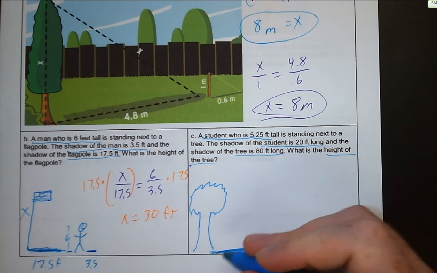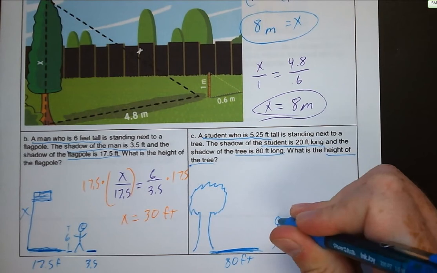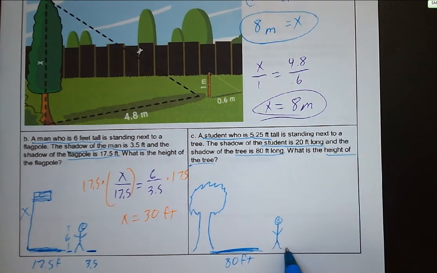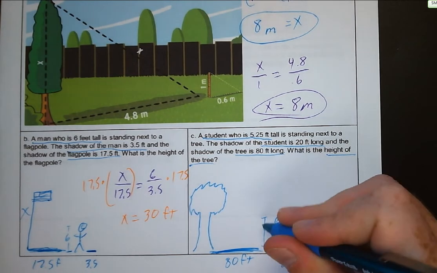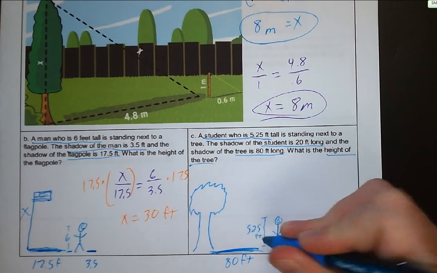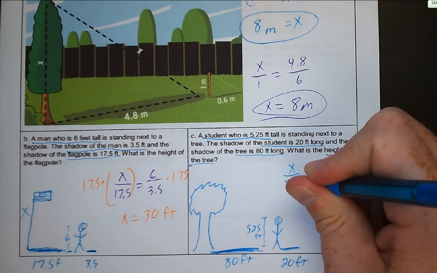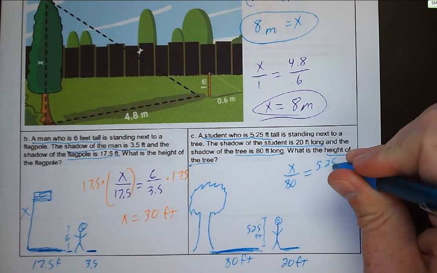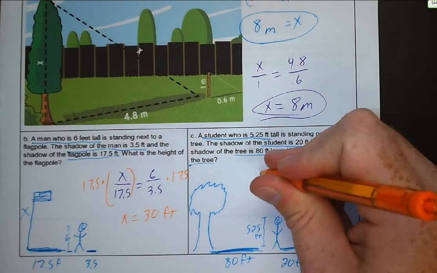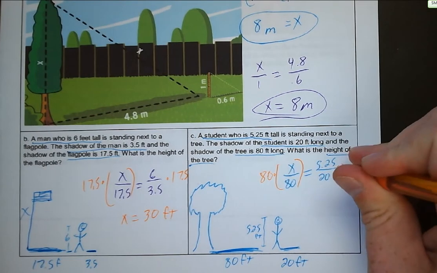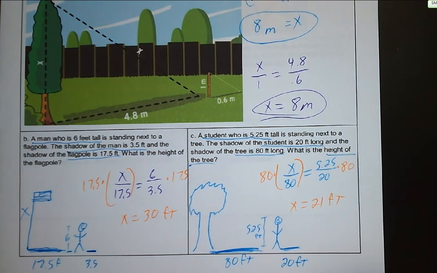So we have a shadow that's 80 feet long. We have a person standing there, and his shadow is 20 feet long. And we know that he is 5.25 feet tall. So we can set up our proportion. X over 80 is equal to 5.25 over 20. Multiply both sides of the equation times 80. And x is going to equal 21 feet. All right.